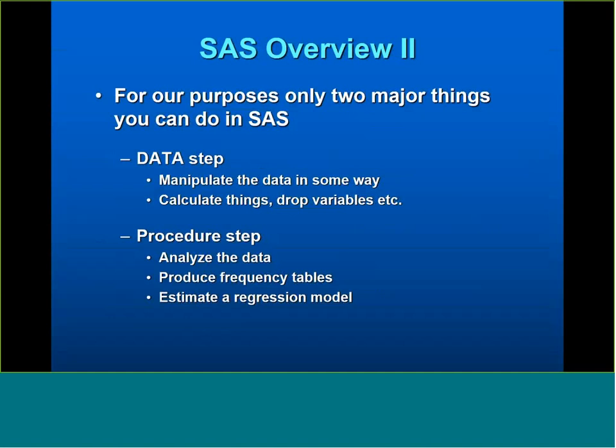For our purposes, there are really just two major things that you can do in Sass, and this is trying to simplify Sass in the most basic of ways. Essentially there are data steps and there are procedure steps. The data steps are constructed so that you can manipulate the data in some way. You can calculate things, drop variables, merge data sets, and sort data in particular ways. Essentially the data step is how you manipulate the data. The procedure steps are about analyzing the data. These are things like getting frequency tables out and managing output. If you want to estimate a regression, for example, it would all be considered a procedure step.